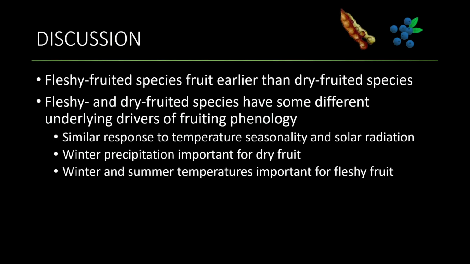But we found that there are different drivers for fleshy and dry fruited species phenology. So both showed similar responses to temperature seasonality and solar radiation. If you have higher solar radiation, the fruit ripens earlier, that makes sense. And in areas with higher temperature seasonality, the fruiting would be later. We thought that this could be because if there's a big difference in temperature between summer and winter, the plants would have to switch from a winter mode to a summer mode before they start fruiting, whereas if the temperatures are quite similar, they are able to fruit earlier.